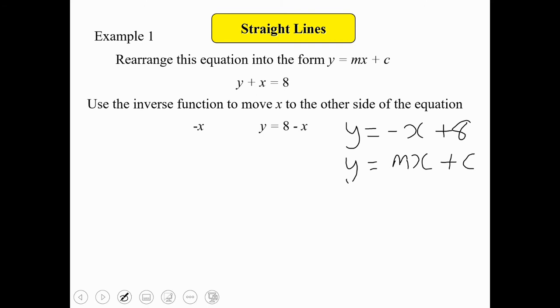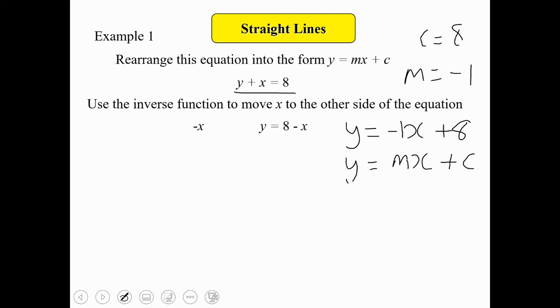So what is my c? My y-intercept would be 8 for this equation. And my m, my gradient, would be the coefficient in front of the x. So in this case we've got minus x, but remember, x on its own has an invisible coefficient of 1. So my m would be minus 1. So that's the gradient of this line, y plus x is equal to 8.